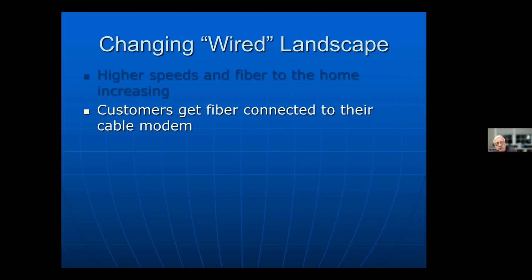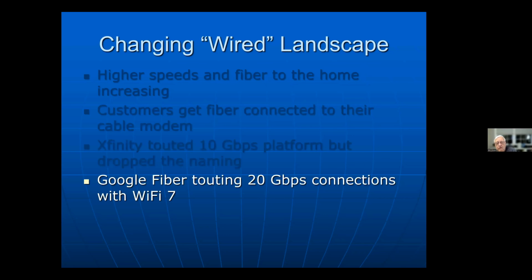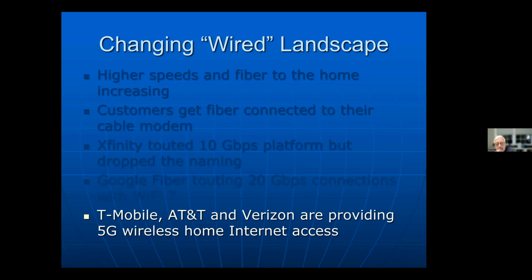And of course, we're seeing more and more customers getting fibers connected to their cable modems. You've got service providers like AT&T who say things like the future is fiber and 5G connectivity for home use. Xfinity touts all kinds of 10 gigabit platform. They dropped that name in a while ago. Google Fiber touts 20 gigabits and their Wi-Fi 7. T-Mobile, AT&T, Verizon are providing 5G wireless access home internet.